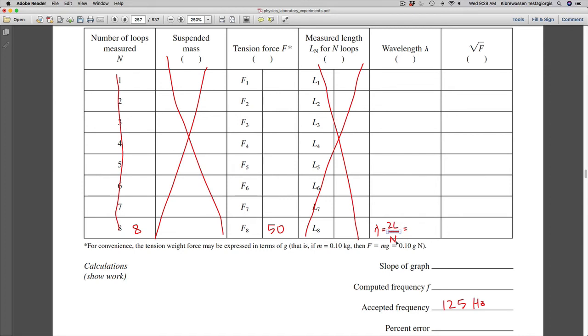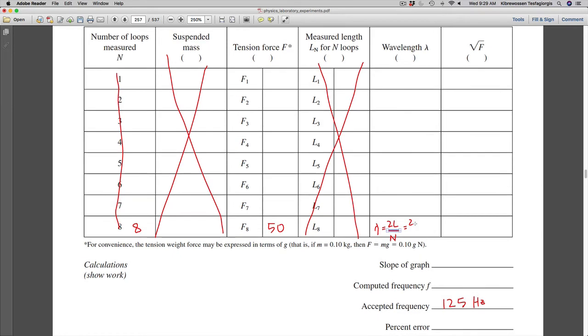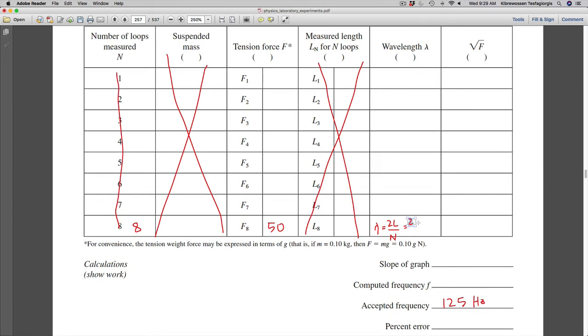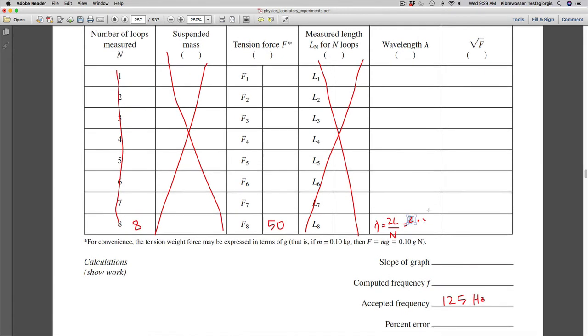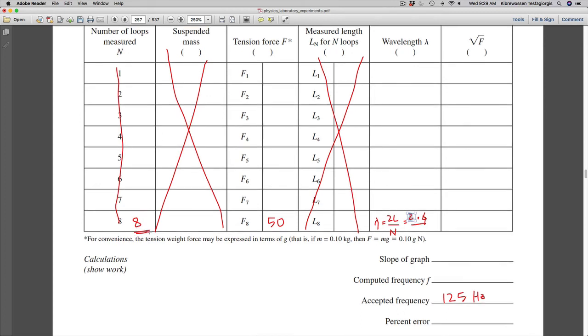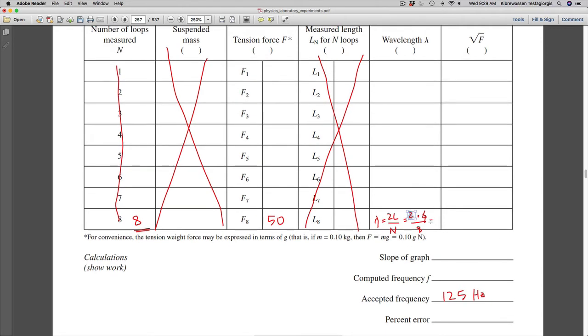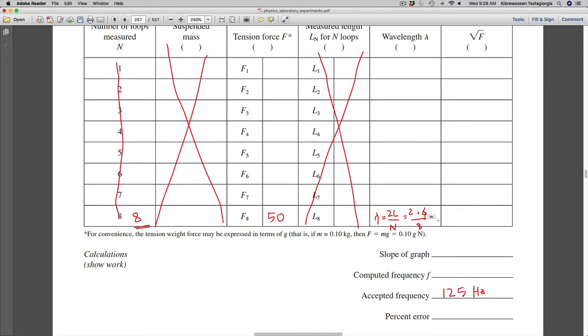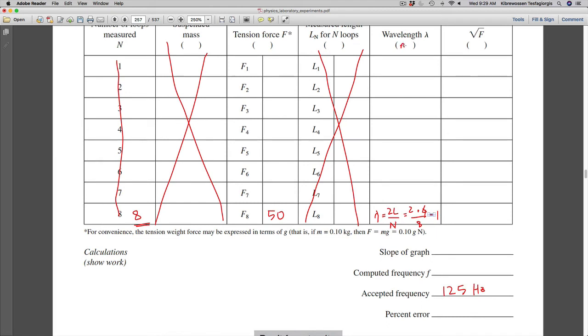So 2L, what's going to happen to L? 2L means 2 times 4, divided by n. n is the number of loops that you have here, which is 8 in this particular case. So 2 times 4 is 8, and 8 divided by 8 is, of course, 1. So your wavelength here is 1, and it's measured in meters. Keep everything in SI units.